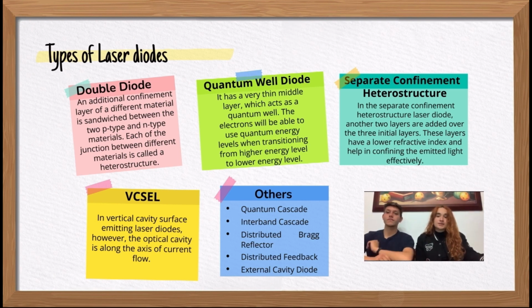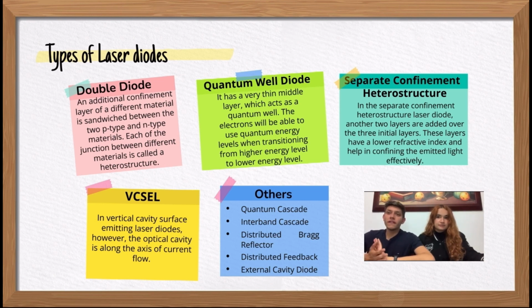Second, we have the quantum well diode that has a very tiny middle layer which acts as a quantum well. The electrons will be able to use quantum energy levels when transitioning from a higher energy level to a lower energy level.